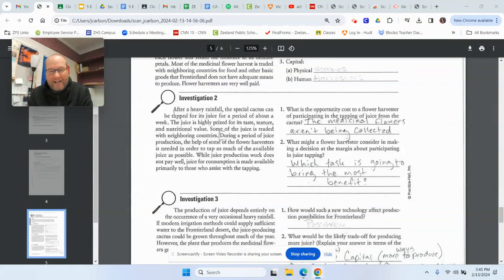2, what might a flower harvester consider in making a decision at the margin about participating in juice tapping? Well, which task is going to bring the most benefit to them? And that can be a personal decision. That's what they've got to do, the cost benefit analysis. If I do this, how am I going to benefit? But what am I giving up? What's going to be the cost for me?